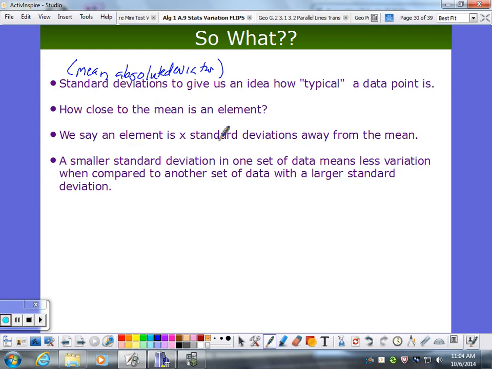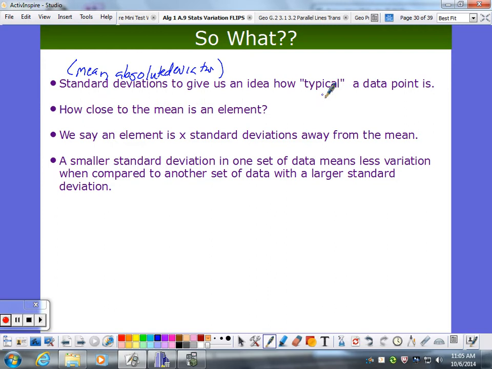So typical data, how typical is it? Are they mostly the same? Are they very different? It tells us how close to the mean an element is. So we can look at each data point and say, well, is this data point close to the mean? And we did that, I think, on the first day that we looked at it, right?